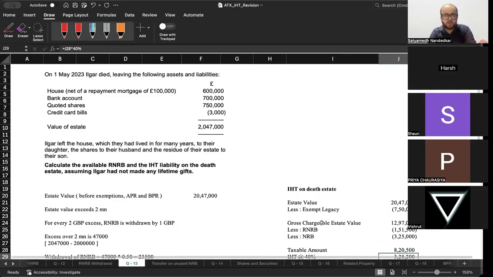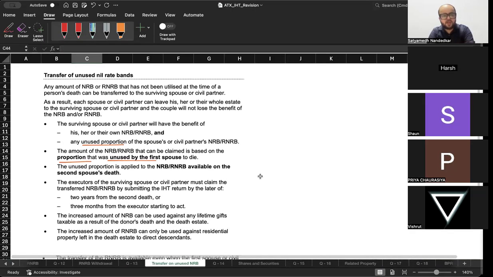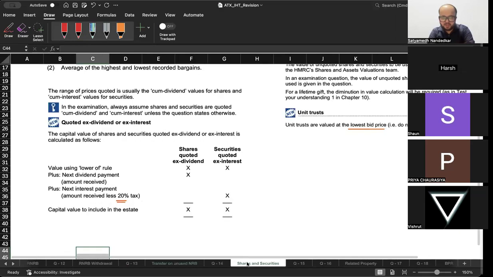3,28,200 is your NRB on the death estate. The reason why I picked up this question is there aren't too many questions on tapered withdrawal of RNRB, और यहाँ पे वो हो रहा है, which is why I have taken this up. Transfer of unused nil rate bands we were supposed to discuss here, but we already discussed that earlier, so I am not discussing it again.